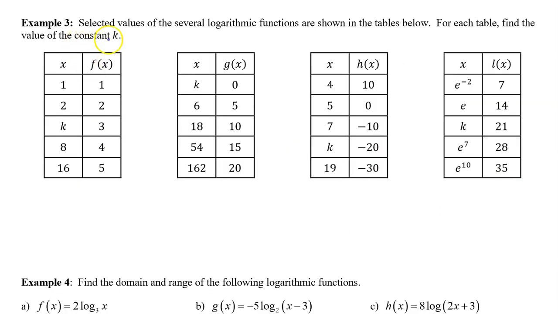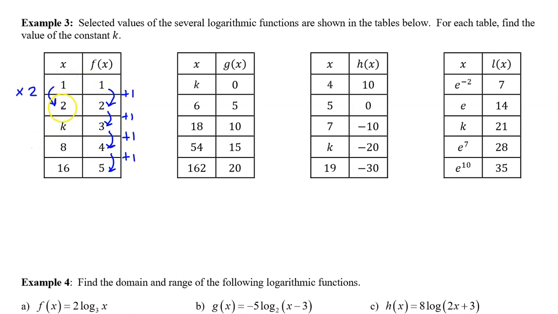Example 3. Selected values of several logarithmic functions are shown in the tables below. For each table, find the value of the constant k. Notice that f of x has output values that are equally spaced. In a previous video, we learned that for logarithmic functions, when the output values are equally spaced, the input values will vary multiplicatively. In other words, the input values will have a common ratio.